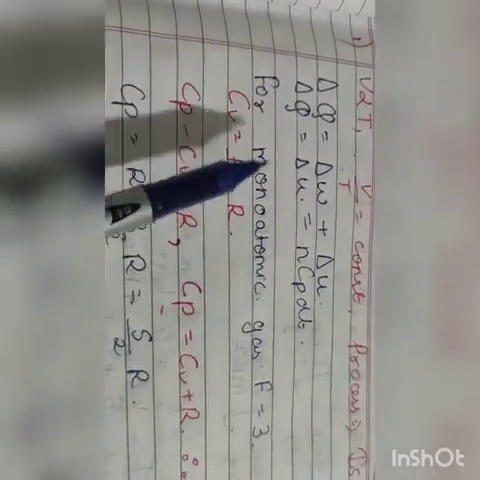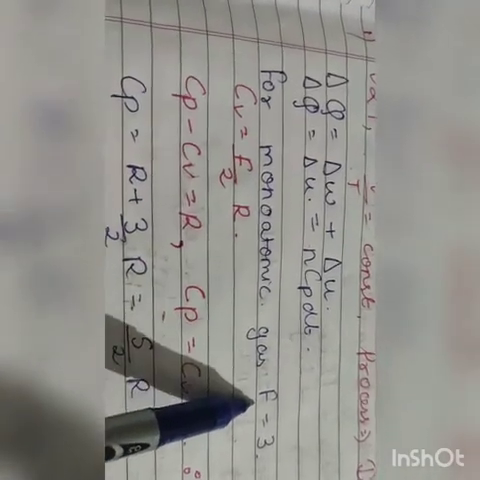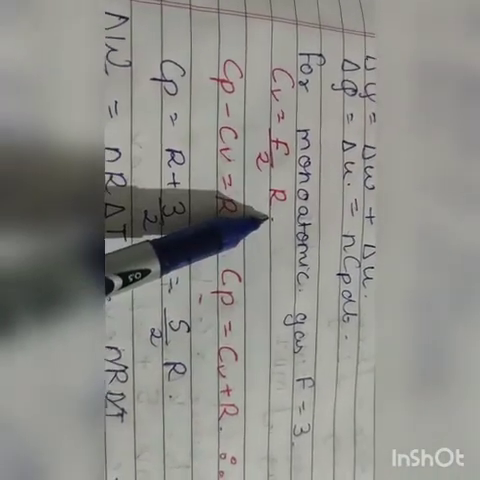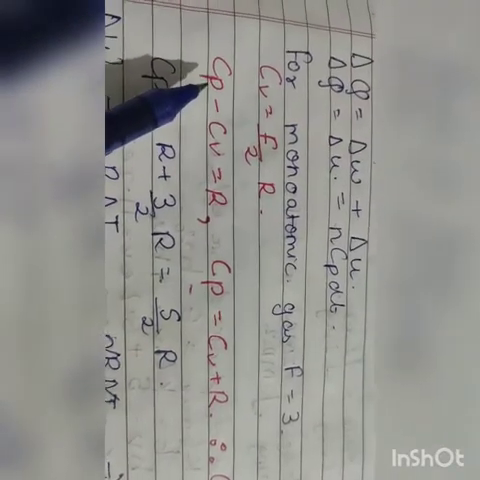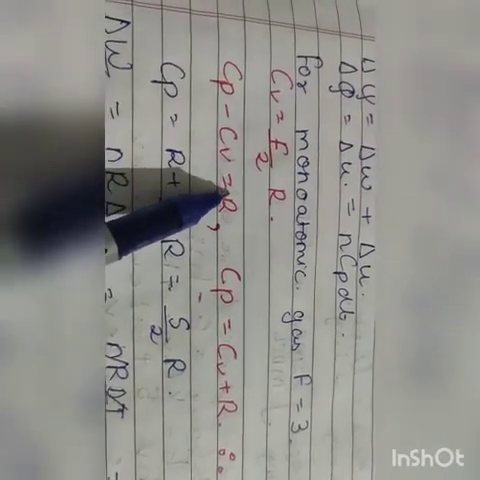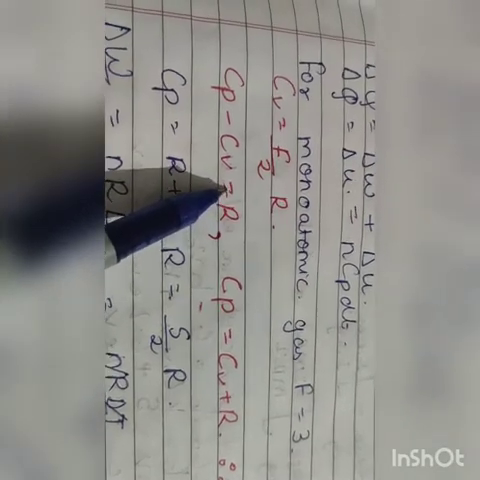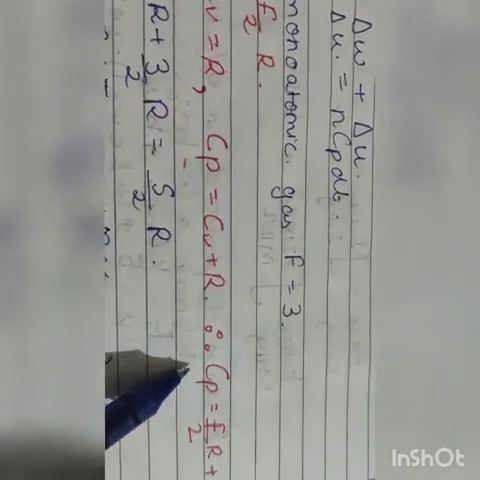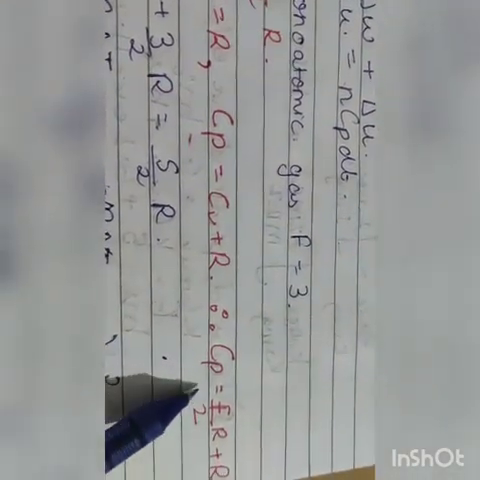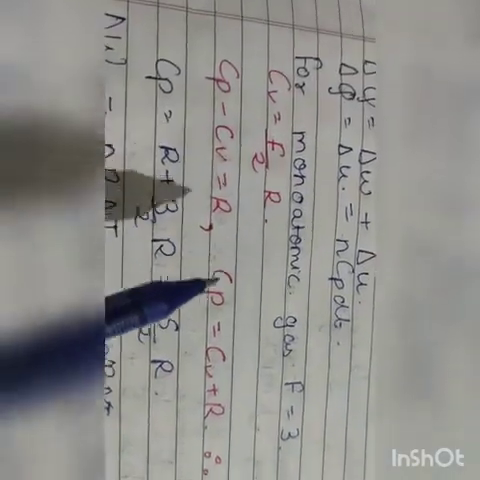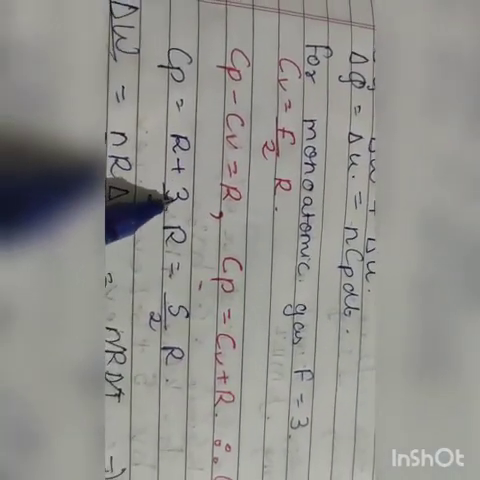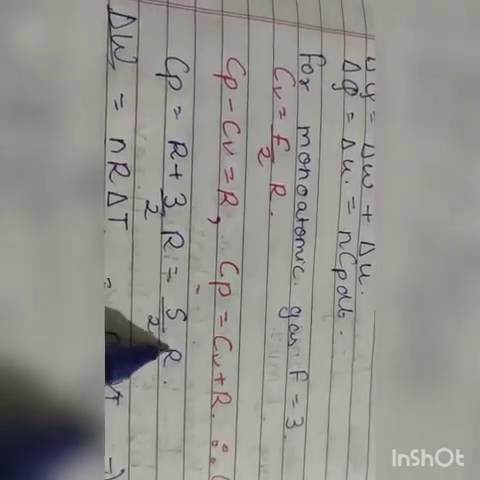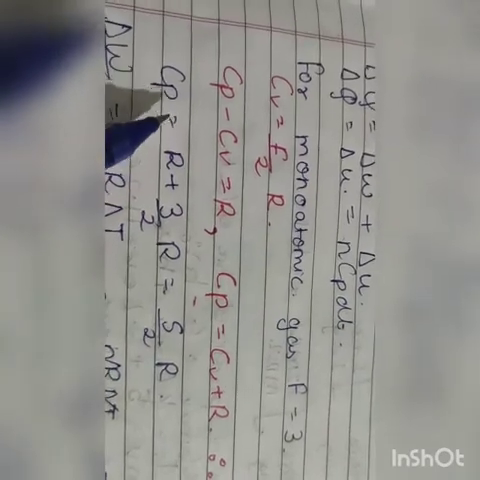So here for a monoatomic gas, F is equal to 3. We know that Cv is equal to F by 2 R. We also know that Cp minus Cv is equal to R. It's Mayer's relationship. So Cp is equal to Cv plus R, and therefore Cp will now become F by 2 R plus R. By putting the value of F, that is 3 for a monoatomic gas, Cp is equal to R plus 3 by 2 R, that is 5 by 2 R. So we have got the value of Cp.